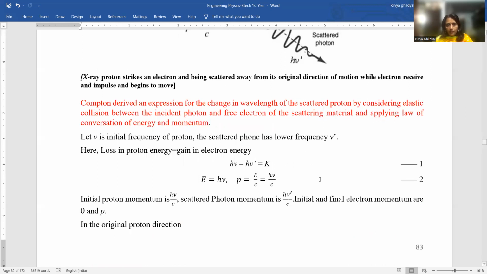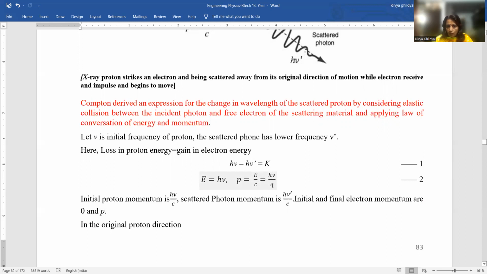We know the very famous law of conservation of momentum: momentum before collision is equal to momentum after collision, or initial is equal to final. Let mu be the initial frequency of the photon. The scattered frequency will be a lower one, equal to mu dash. Loss in photon energy will be equal to gain in electron energy. From Einstein's formula, h mu minus h mu dash is equal to K, the kinetic energy, and E equal to h mu, p is equal to E upon c is equal to h mu by c.